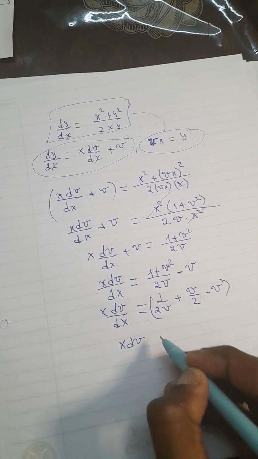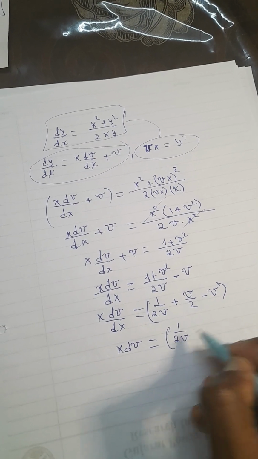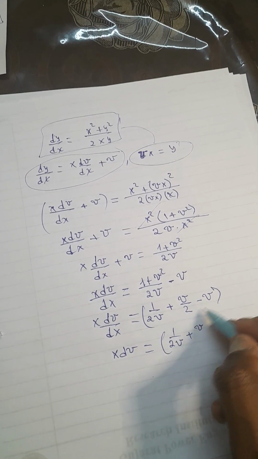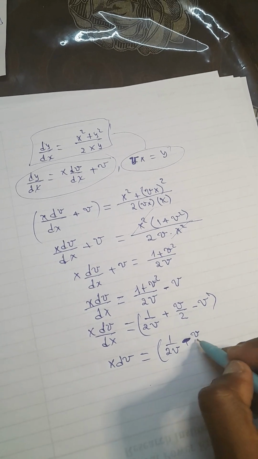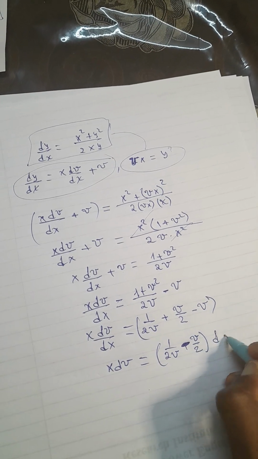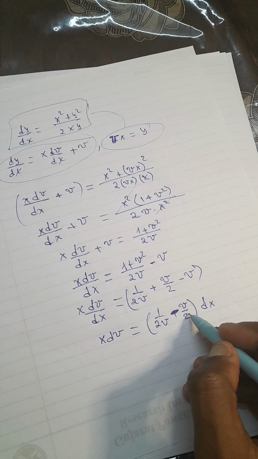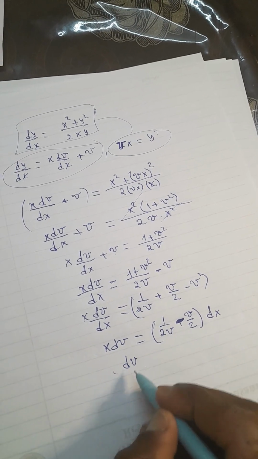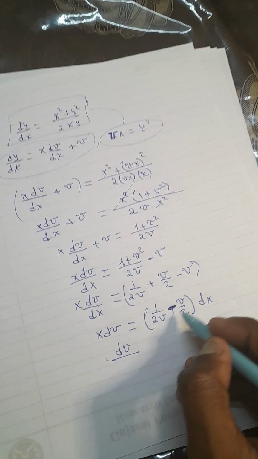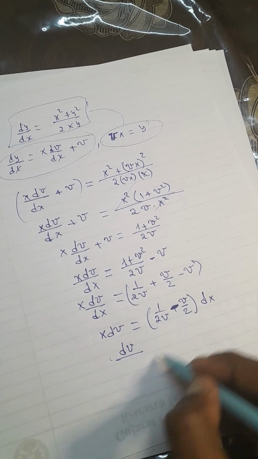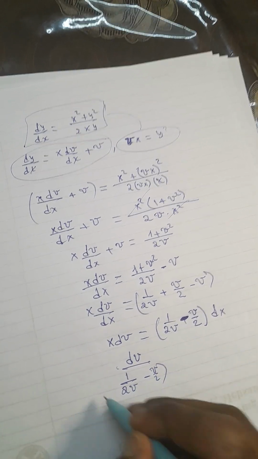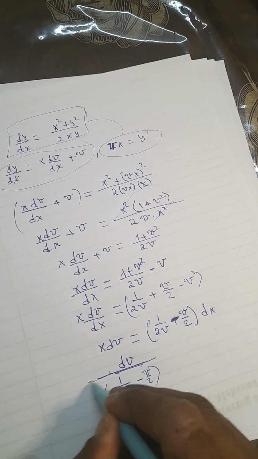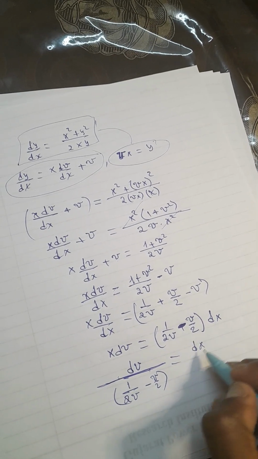It will be x dv equal to 1 upon 2v plus v. In this one you can find the common denominator. This will be minus v upon 2, and here dx, and this guy goes here and this guy goes there. So just apply the separable method. This one can come down here: 1 upon 2v minus v upon 2, equal to dx upon x.